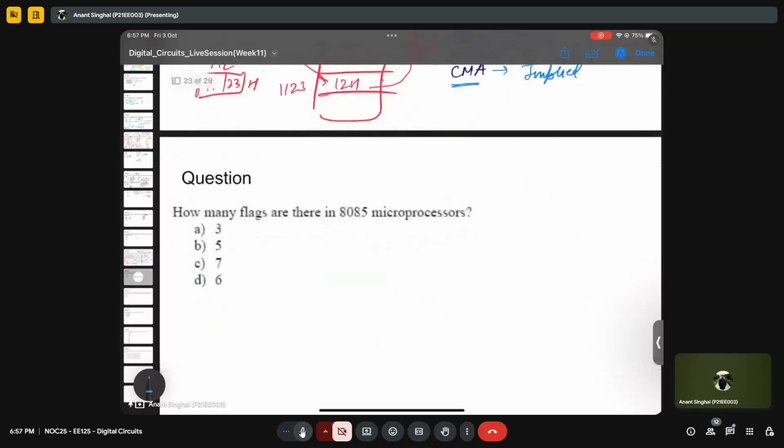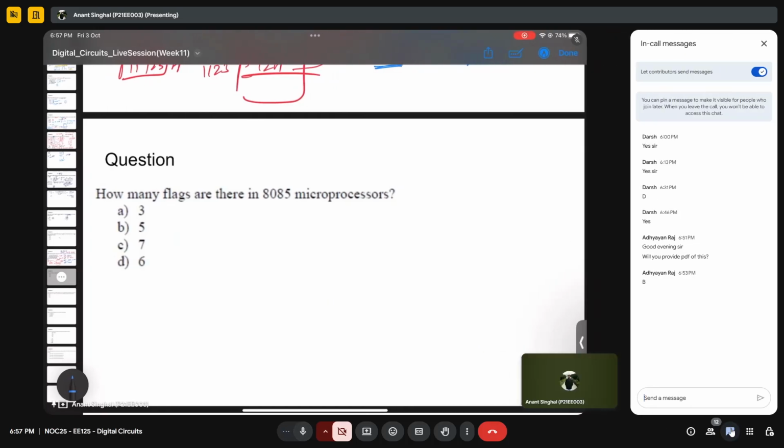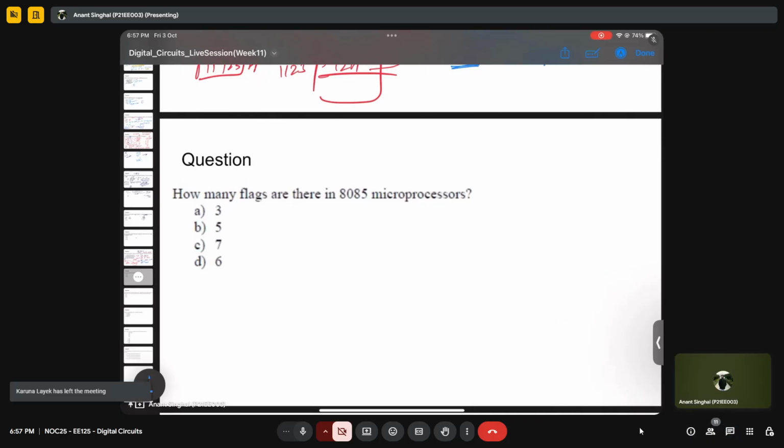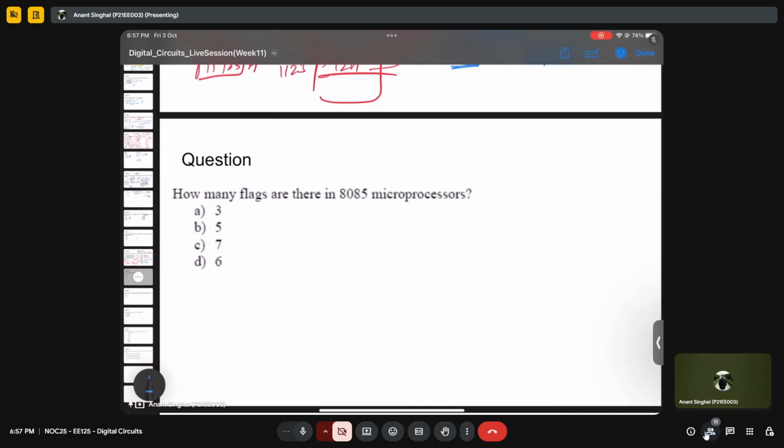Let's move ahead. It says, how many flags are there in an 8085 processor? Five. Did anyone say something? I'm getting some voice. Oh, seven, sir. Five used and two unused. Okay, so in actual, the total flags that we have are five only.